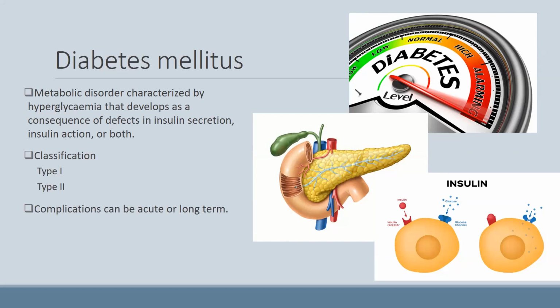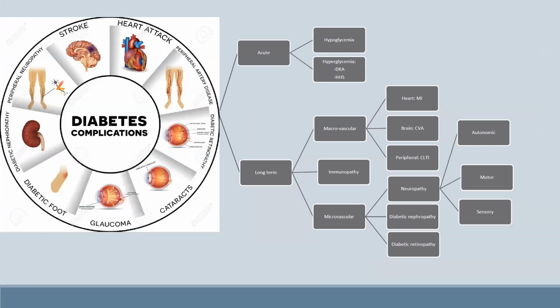And the complications of this can either be acute or chronic. And there are a lot of complications of diabetes. As you can see on this slide, the complications are multisystemic. However, we will focus more on the long-term complications. The acute complications are those related to the glucose level, which is the hypo and hyperglycemia, and the long-term complications are those that are more complex.